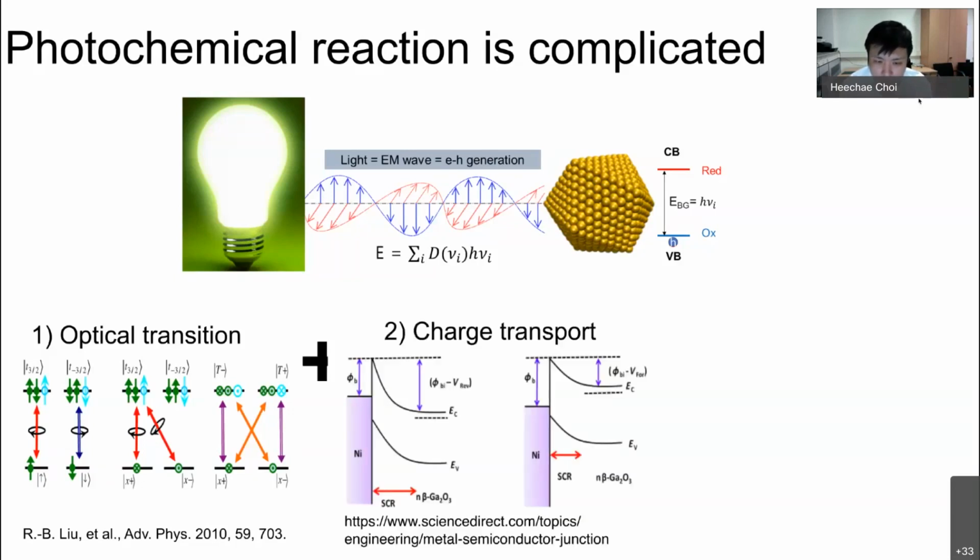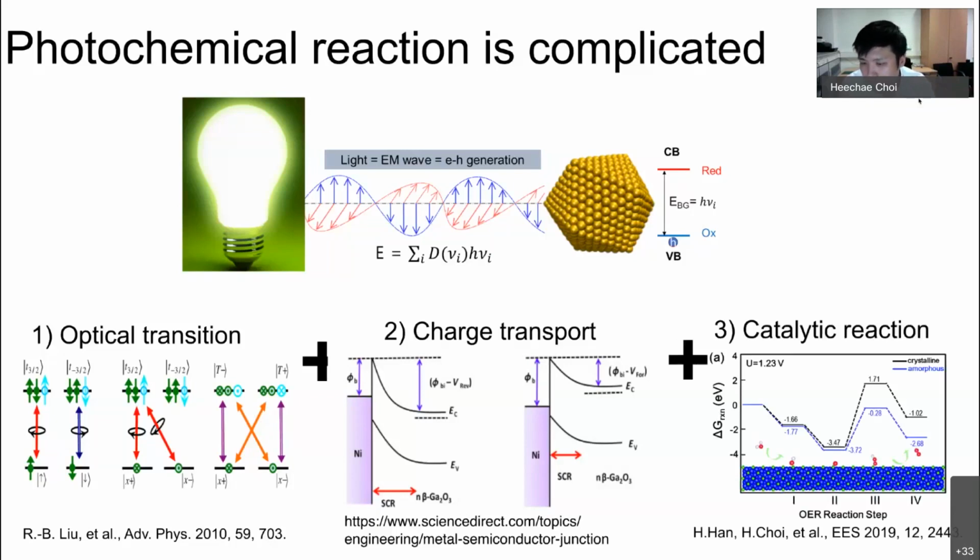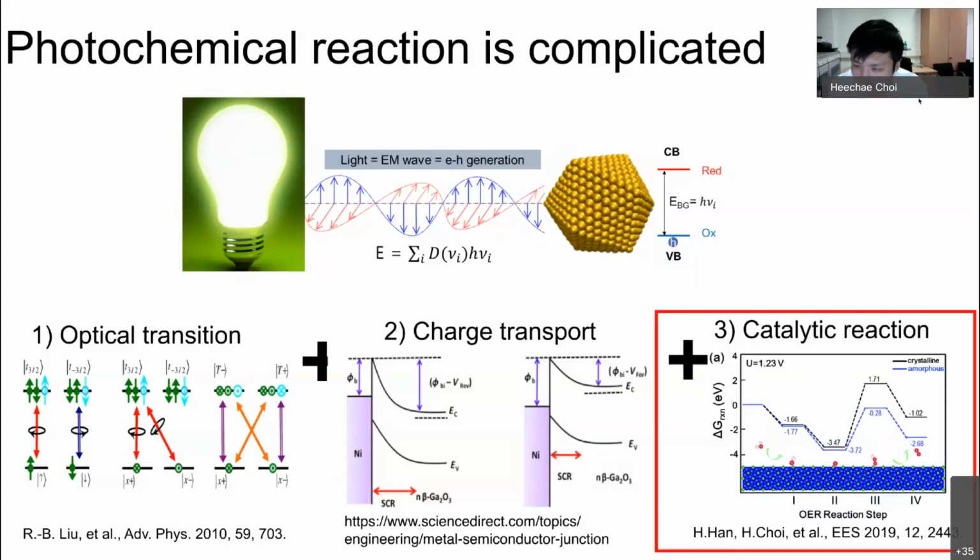The second thing is charge carrier transport. After optical transition, when electron and hole carriers are generated, the charge carriers should transport very efficiently in order to make a very high catalytic activity. The third part is catalytic reaction activity. For metallic materials, the relation between catalytic reaction activity and adsorption energies is very well understood and very clearly explained with DFT calculations. But for semiconductor materials, this part is not very successful in explaining the experimental phenomena using simple DFT calculations. So that is why I started this work.